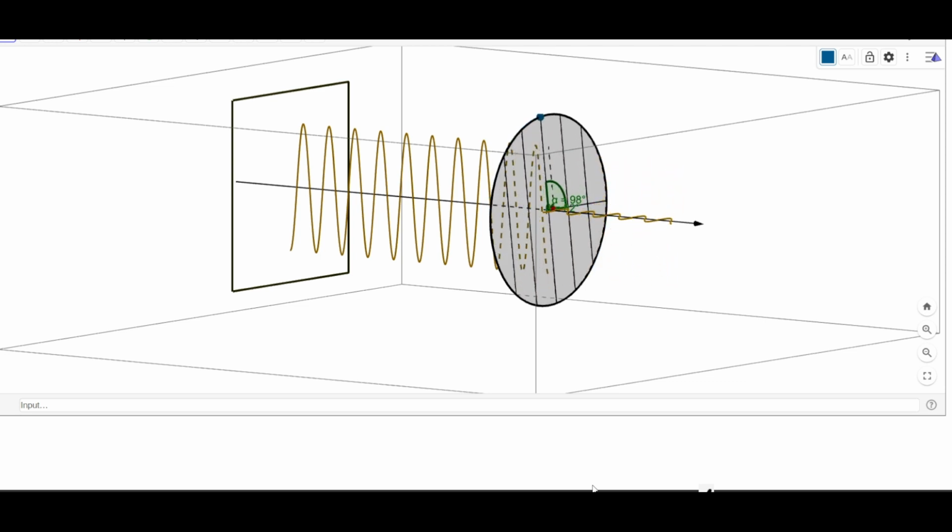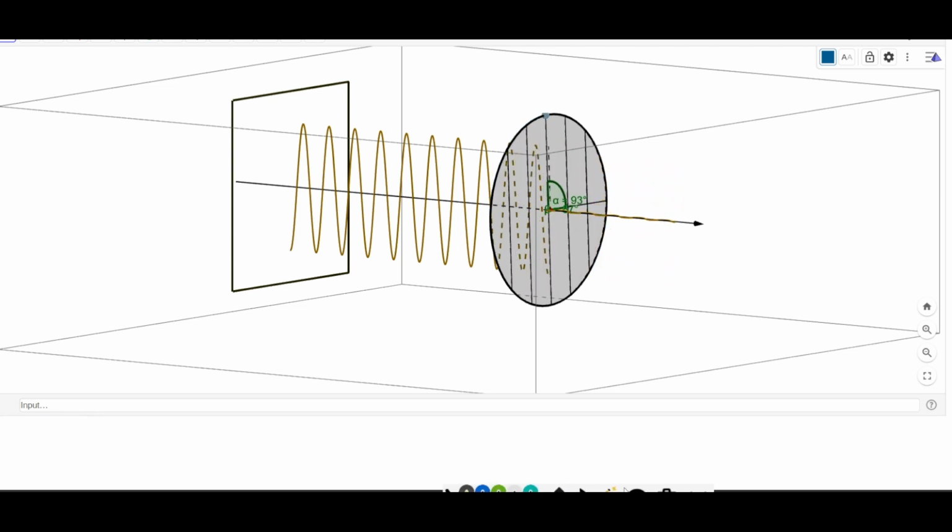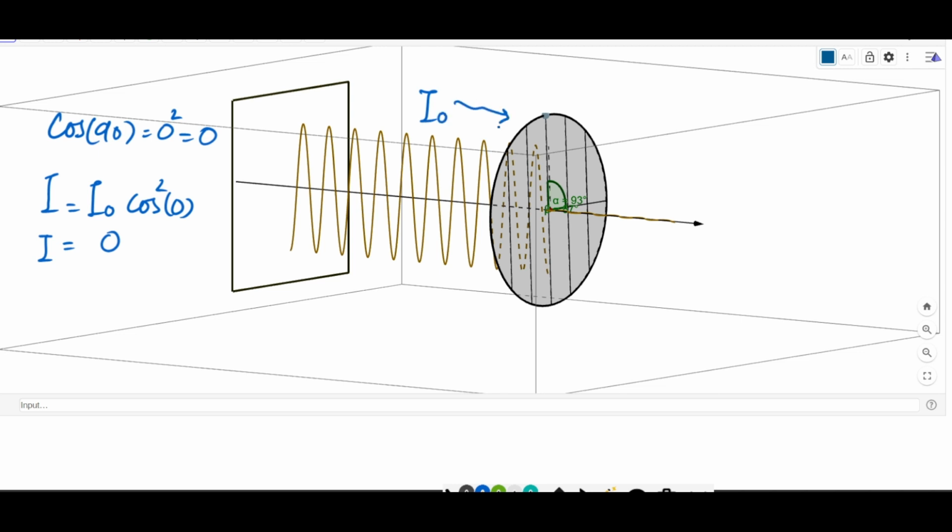Now let's say that the angle is at 90 degrees. What happened in this case? We know that cos of 90 degrees is 0. When you take the square of 0, that still remains 0. So I is equal to I naught cos of 90 whole square, which gives you 0. It means that we had an input wave coming into the filter, but coming out of the filter there is no wave. The wave has completely vanished. As you can see, there is no amplitude over here. So the angle between the filter and the wave matters.